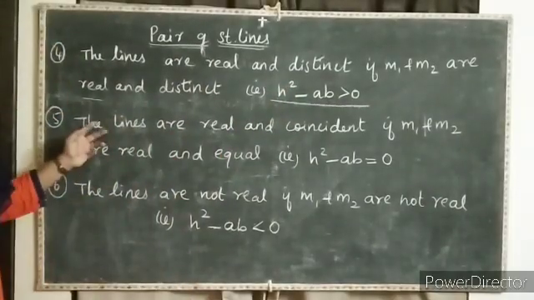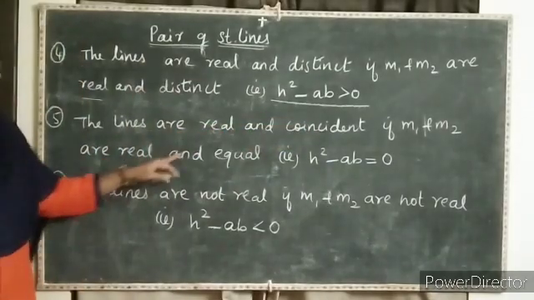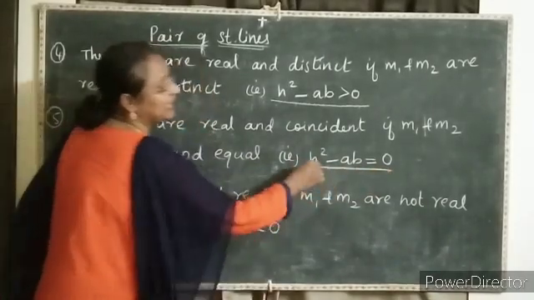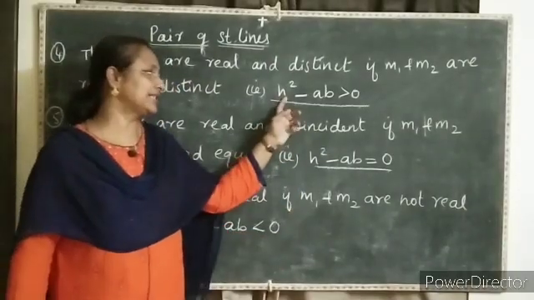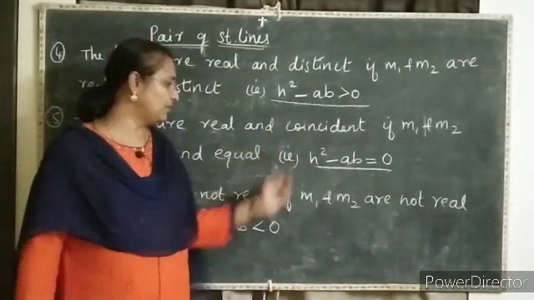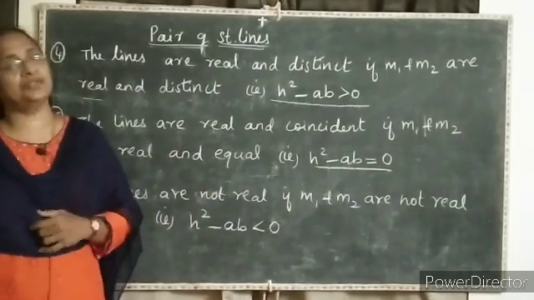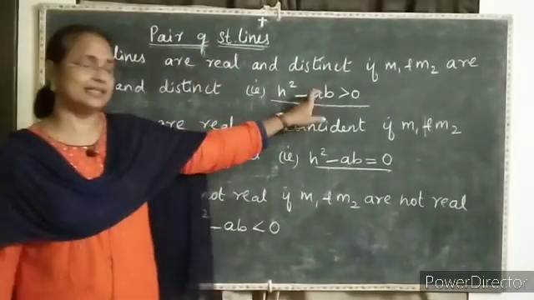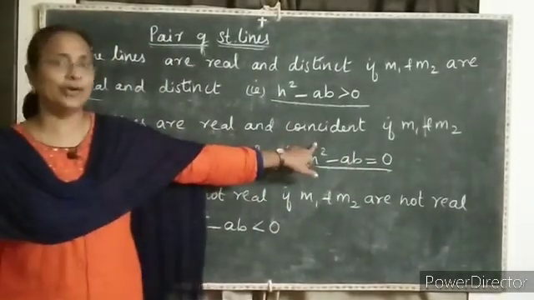The next one, the lines are real and coincident, if m1 and m2 are real and equal, that is, h squared minus ab is equal to 0. The same value, h squared minus ab, is used for all three conditions. If it is greater than 0, or equal to 0, or less than 0, we categorize the nature of the pair of straight lines. If it is greater than 0, the lines are real and distinct. If the value is equal to 0, the lines are real and coincident.